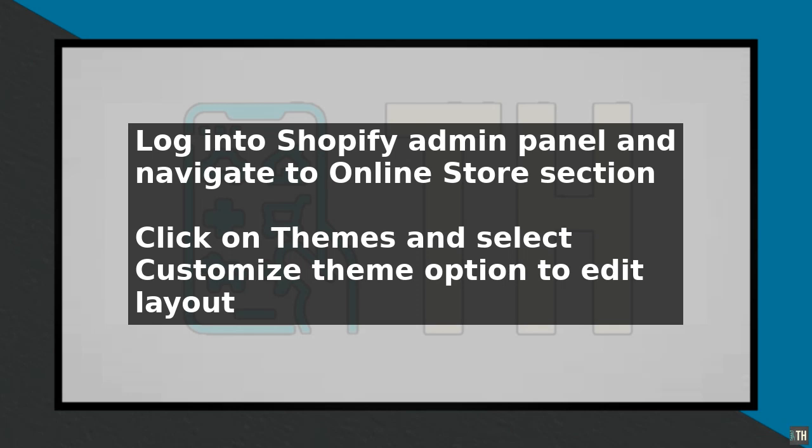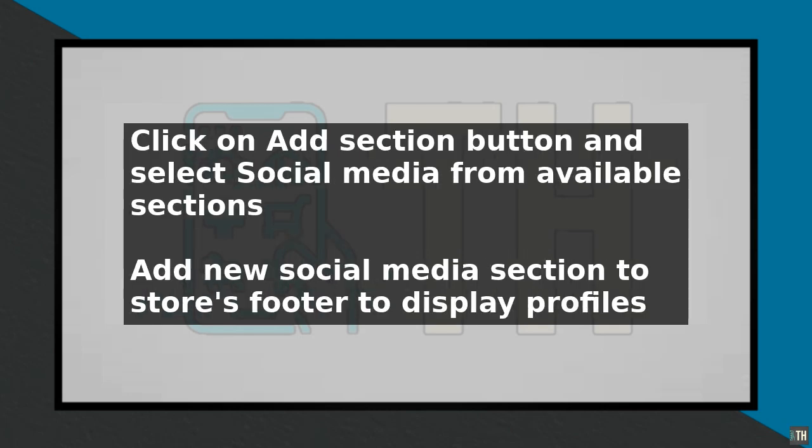In the theme editor, click on the Add Section button and select Social Media from the list of available sections. This will add a new social media section to your store's footer where you can display links to your social media profiles. To add the Instagram icon, click on the Add Social Media Link button and enter your Instagram profile URL. You can then select the Instagram icon from the list of available icons.